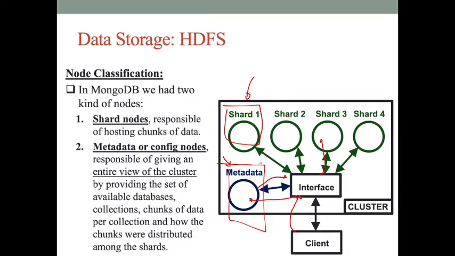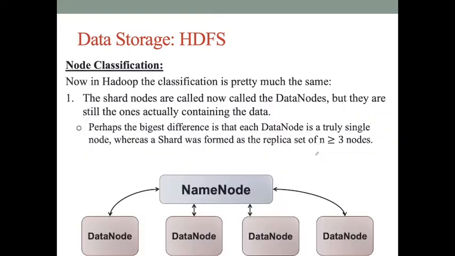In a Mongo distributed system, if one of the partitions fails, we can still process data. But if your metadata fails, there is no way that you can interact with your system. So that's something that you have to take into account when dealing with distributed storage.